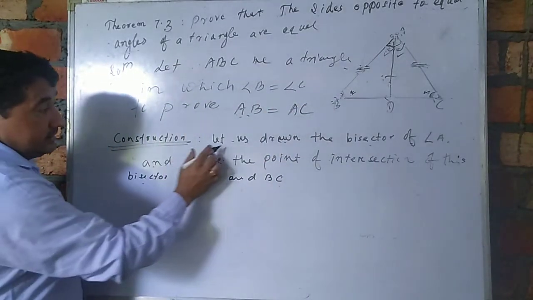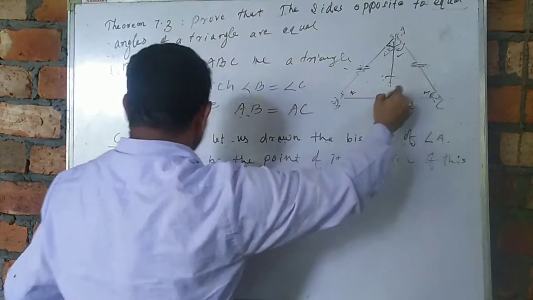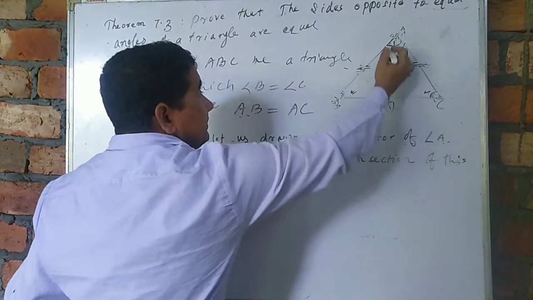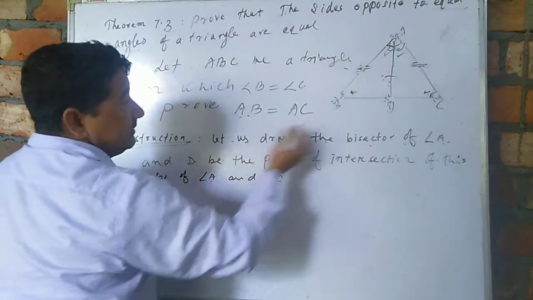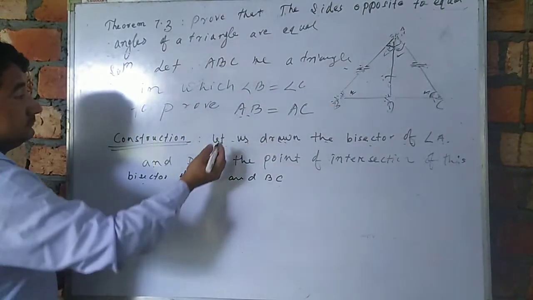Construction. Let us draw the bisector of angle A. The construction will be the same. We have to draw AD, the bisector of angle A, and D is the point of intersection with BC. Now proof.